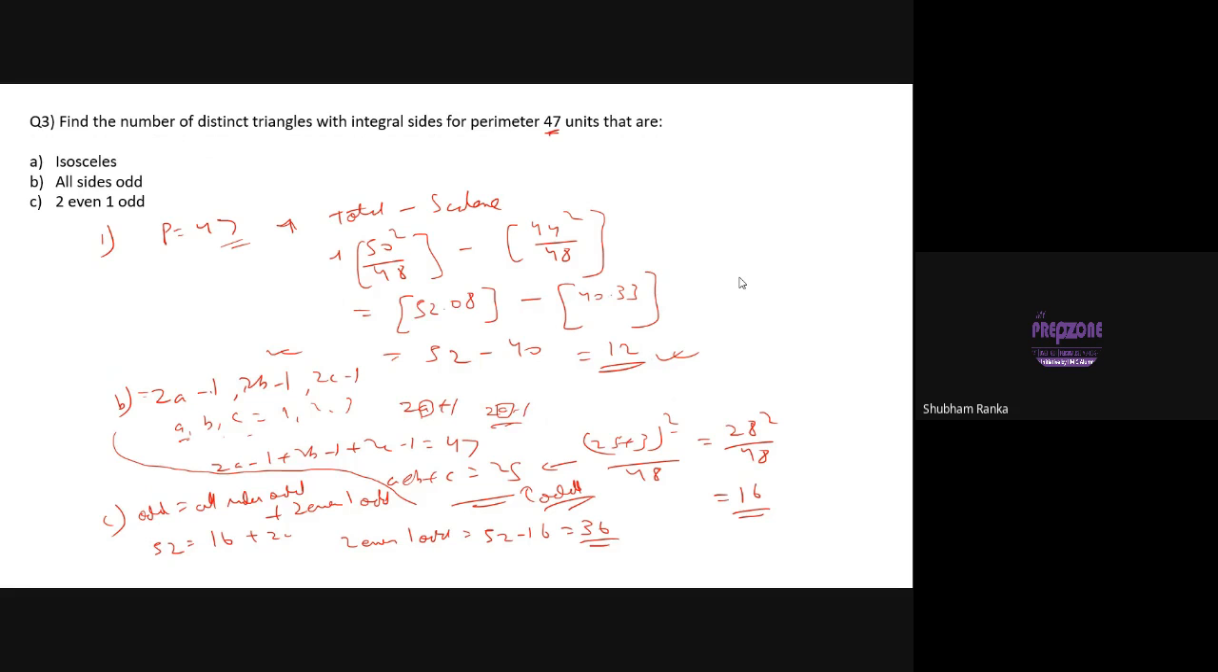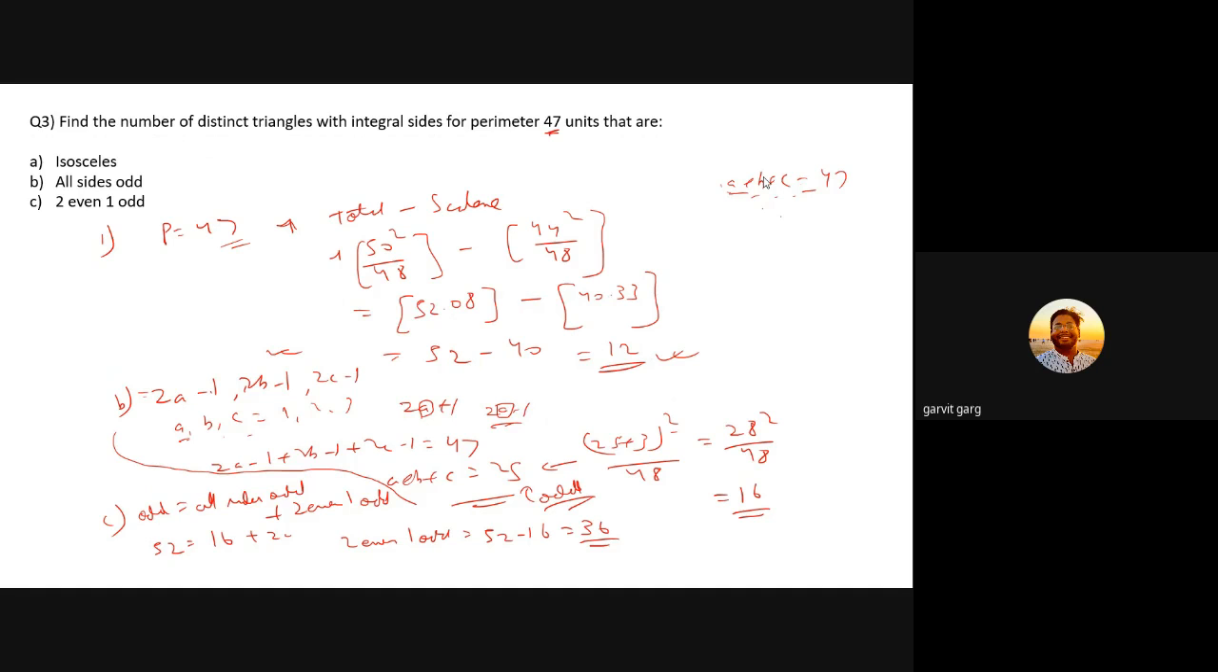No, actually that we cannot do, because this formula, the triangle formula of p square by 48, is valid only when all the three sides have the same conditions on them. For example, there is no condition when a plus b plus c equals 47; we were finding the total number of triangles, with no condition on any of them. Or for all sides odd, it is the same condition on all three sides. So the formula is right, keeping that symmetry in mind with respect to the variables.